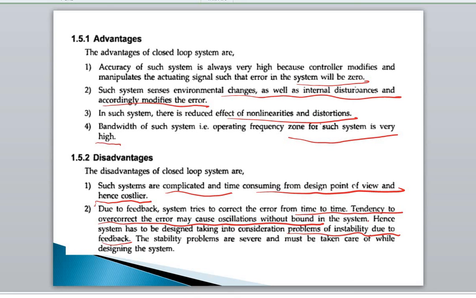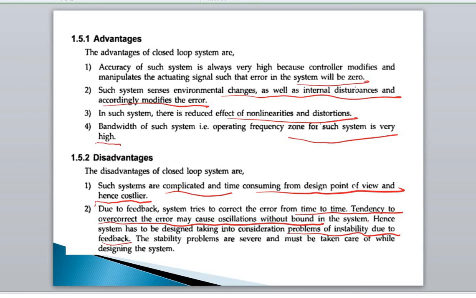But this overcorrecting may cause oscillations in the system, thus affecting the stability of the control system, which is one of the most important requirements of a control system. Stable. The control system has to work stably. Okay, without any oscillations, without any fluctuations. But in a closed loop control system, to maintain that stability is not so easy. It becomes difficult to maintain the stability of the control system.